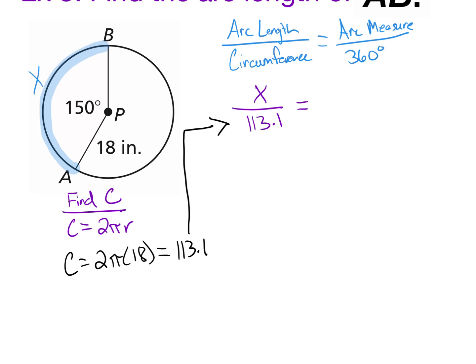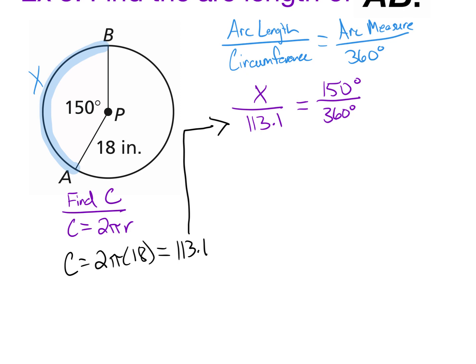Next is the arc measure. Anybody want to guess what the arc measure is? 150. Yeah, because it's the measure that I'm looking for. Like I'm looking for AB here. So AB is 150 degrees. So it's going to be 150 degrees over the total of 360. Now remember, when you plug these in, you can only have one of them have an X on it, because you can only solve for one X. So make sure there's only one that has it.